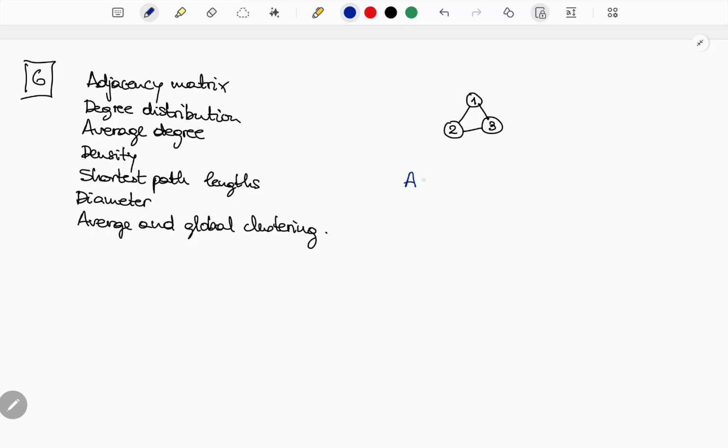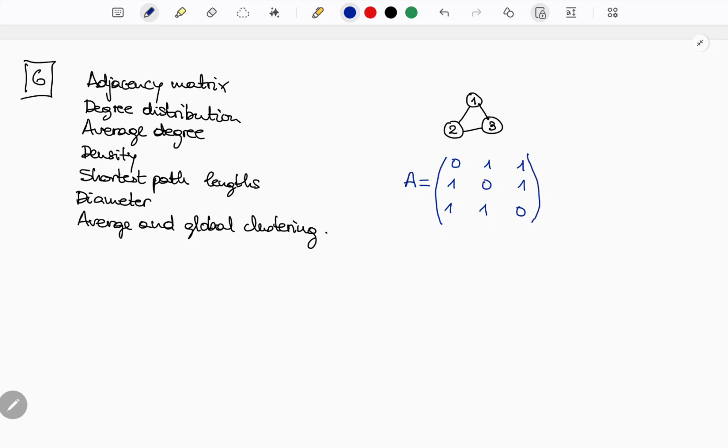So the adjacency matrix is a 3x3 matrix, which is 0, 1, 1. You can see that all nodes are connected between them. So I have 1, 0, 1, and 1, 1, 0. So this is the adjacency matrix.